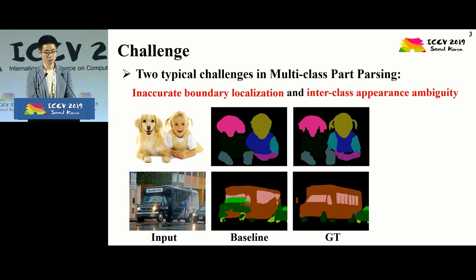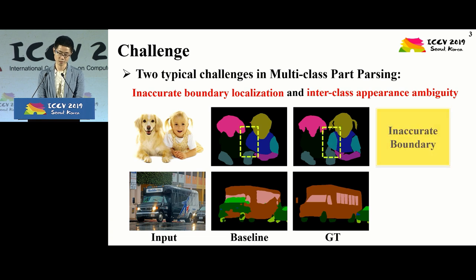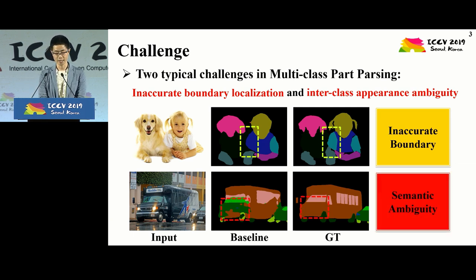However, we face two typical challenges in the multi-class part parsing problem. The first one is inaccurate boundary localization. We can see from the first column, first image, the yellow box, the red line arm of the young girl. And the second challenge is inter-class appearance ambiguity. We call it semantic ambiguity. We can see from the head of the bus, which was wrongly segmented.